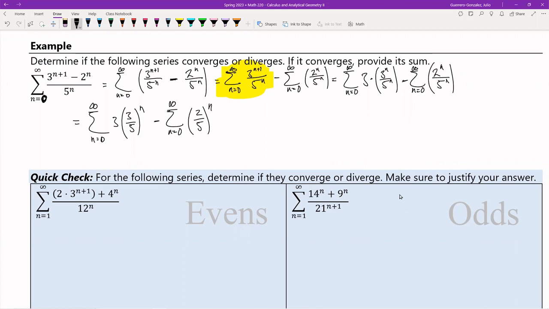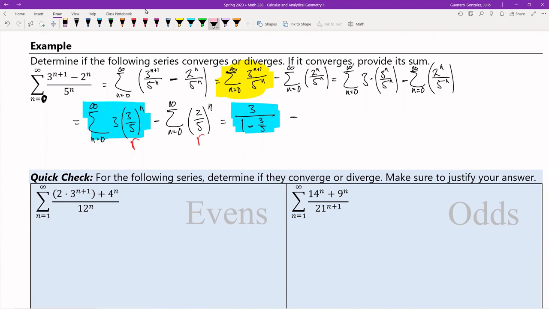Now, I can use my result from the geometric series to show that both of these now converge, right? In particular, the very first one is going to be 3 divided by 1 minus 3 fifths, because that's my r. You guys realize that, right? And then here's my other r. So the first one is going to converge to this right here. Let me actually highlight these. This is going to converge to this, right?